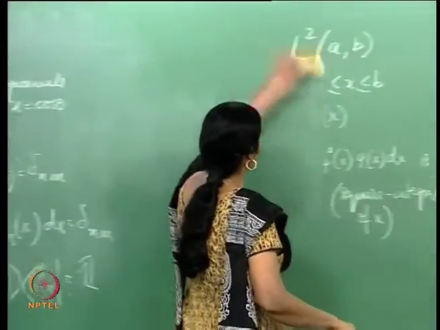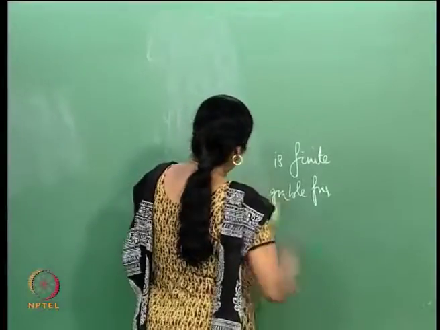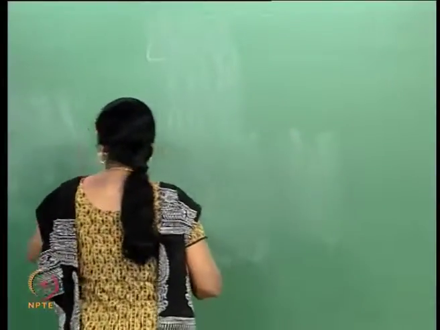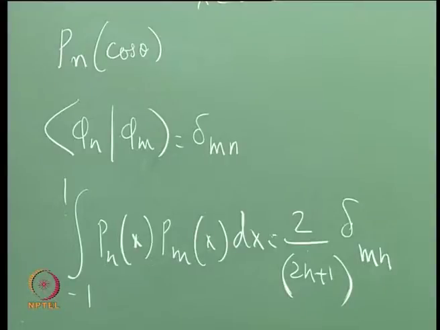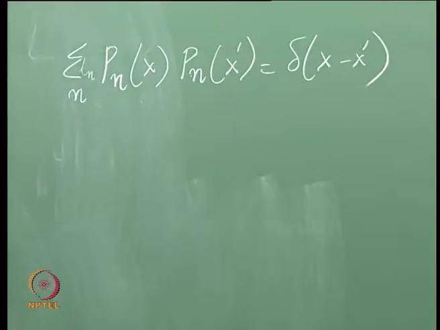And I mentioned earlier that we could write the completeness relation in this context analogously. Summation over n L sub n Pn of x Pn of x prime is delta of x minus x prime, and L sub n is 2n plus 1 over 2. So, it forms a complete orthonormal basis. You can expand functions in this space as a linear combination of the Legendre polynomials.